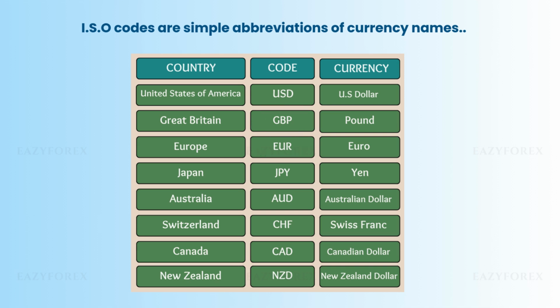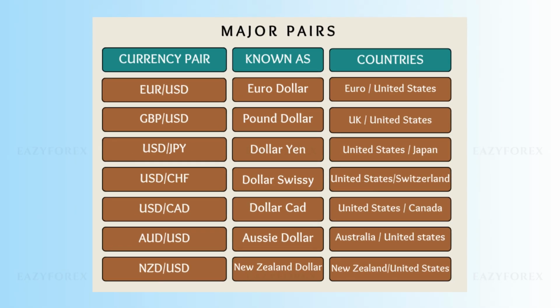Currency codes are generally easy to remember, but there are a few exceptions, such as the Swiss franc, which has the ISO code CHF. To help you understand better, here's the table with all the major currencies and their currency codes.